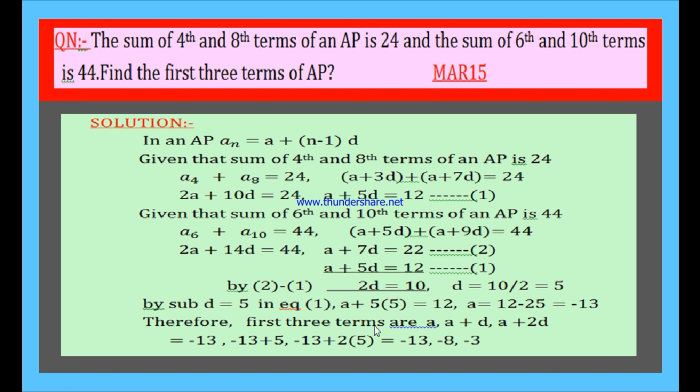Therefore the first three terms of an AP are a, a plus d and a plus 2d. A value is minus 13 and d value is 5. A value minus 13. Next a plus d means minus 13 plus 5. Next a plus 2d, minus 13 plus 2 into 5. Minus 13 plus 2 into 5 is 10. 10 minus 13 is minus 3. These are the first three terms of this AP.